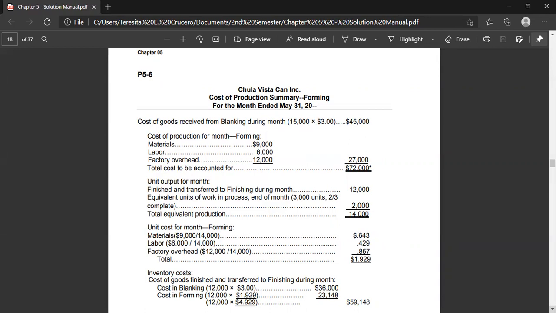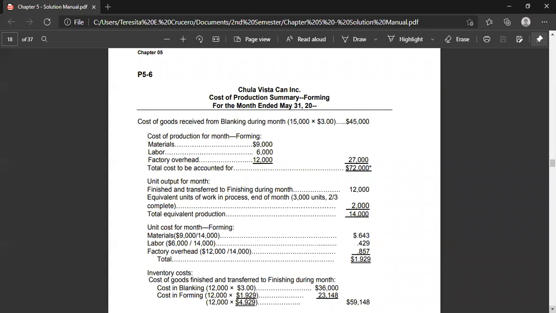During the month, 12,000 equivalent units of work in process at the end of the month, 3,000 times two-thirds. 2/3. This is the beginning inventory. So all in all, we have 12,000 equivalent units of work and 3,000 units times 2/3. So you get 2,000 and the total equivalent production.